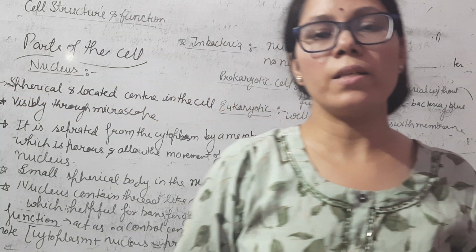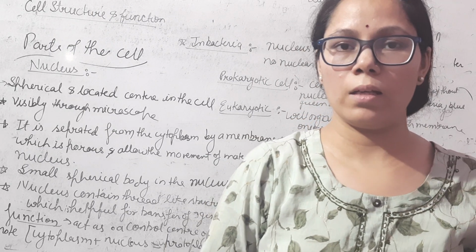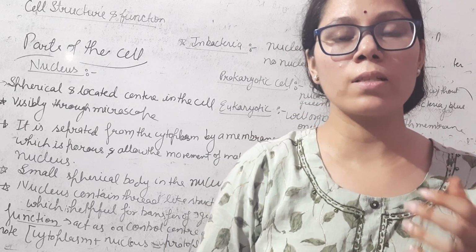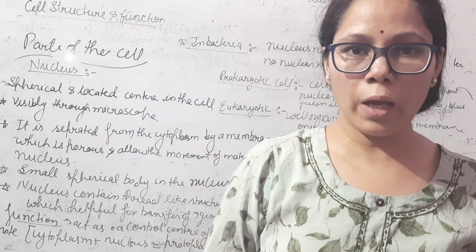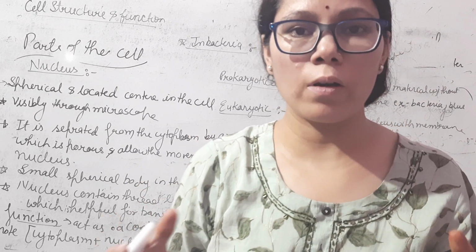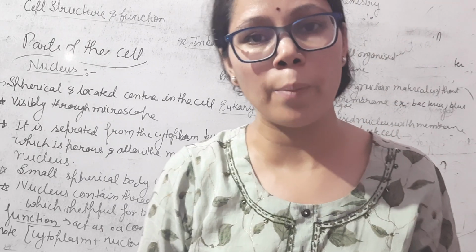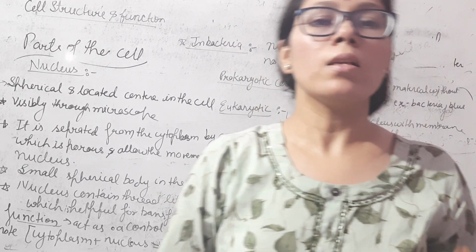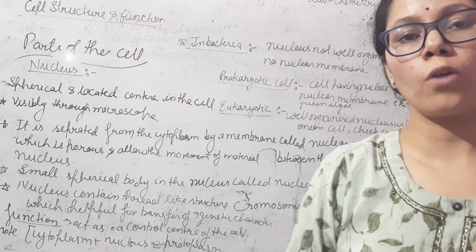Good morning, dear students. In the last class, we discussed the different parts of the cell: the cell membrane, cell wall and cytoplasm. The cytoplasm is the jelly-like structure present between the cell membrane and the nucleus. In today's class, we discuss the remaining parts of the cell.